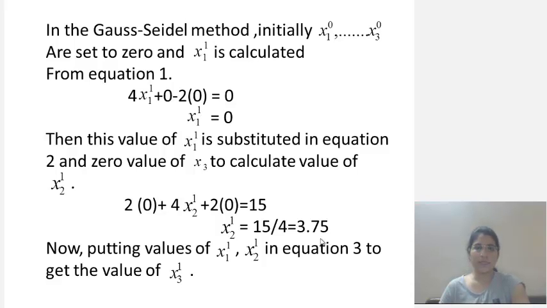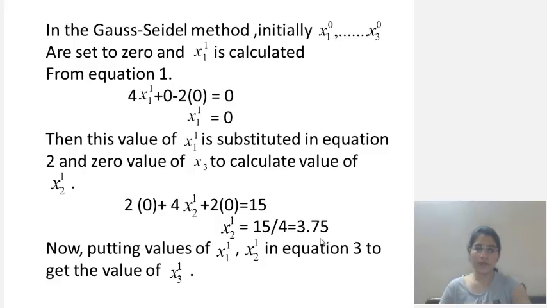In the Gauss-Seidel method, initially x1(0) to x3(0) are set to 0 and x1(1) is calculated from equation 1. It means x2 and x3 are taken as 0, and we can calculate x1(1) from equation 1. Here x1(1) equal to 0. Then this value of x1(1) is substituted in equation 2, and the 0 value of x3 is substituted in equation 2 to calculate the value of x2(1), meaning the value of x2 for the first iteration. Here x1(1) equal to 0 and x3(0) equal to 0. So x2(1) equal to 15 by 4, meaning 3.75.